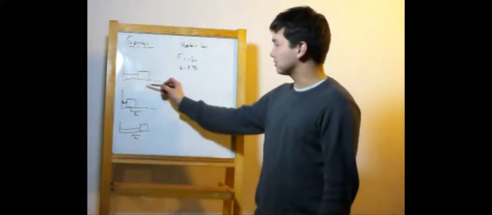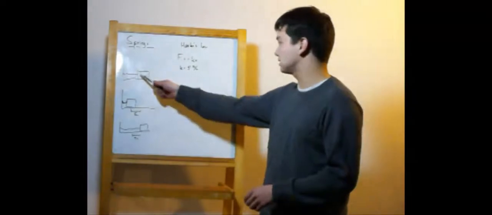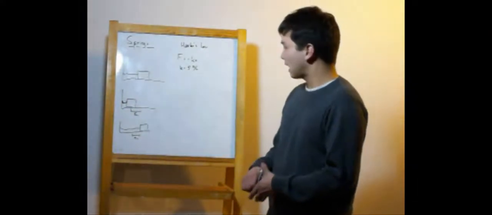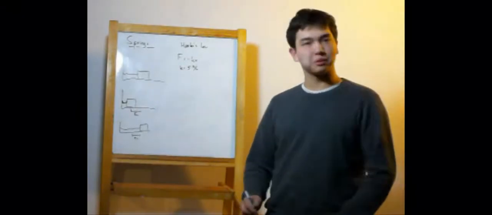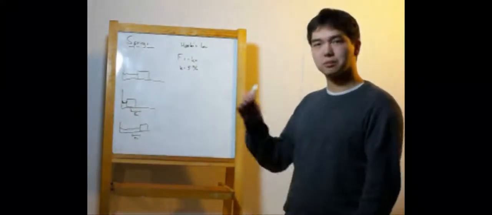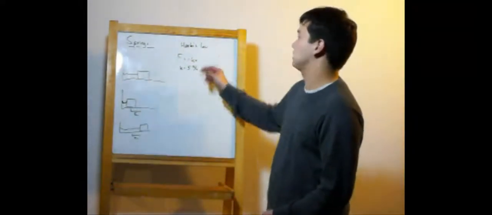Now, this natural length is basically its resting length. If it's like this, it's not doing anything, and we're going to say that this is its resting length. However, if we compress it or if we stretch it, then a force is going to be created, known as the restoring force, and that's going to pull it back into its original resting length. That's described by this equation, Hooke's Law.